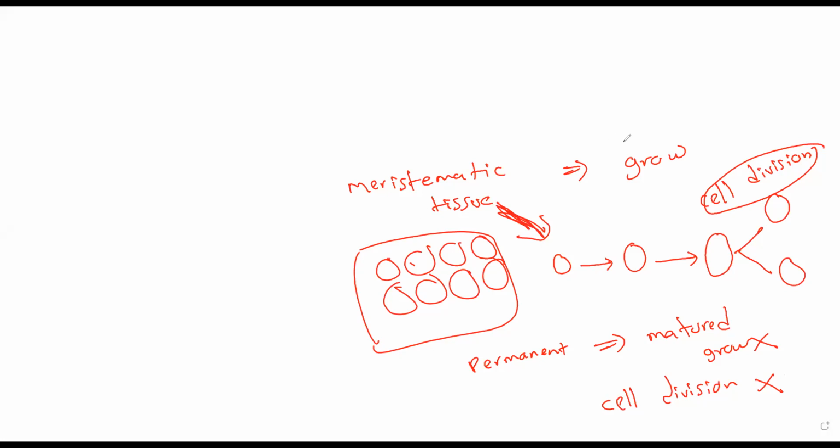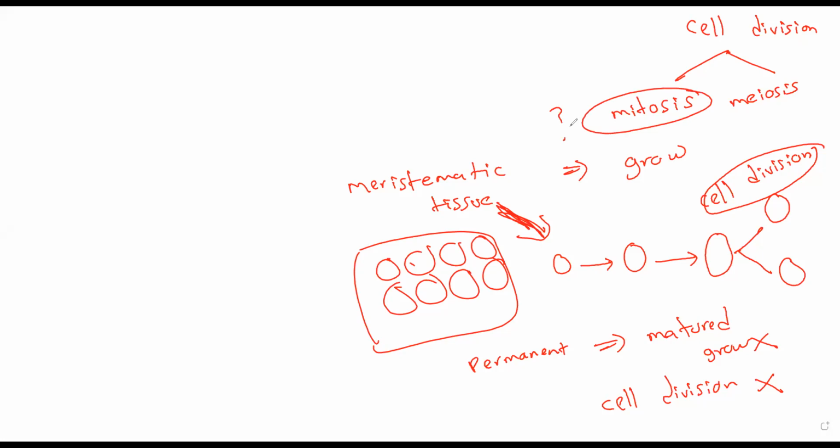Okay, now in cell division, there are two types of cell division, no children? You all have studied, no? Can someone tell me what are the types of cell division? What are the types of cell division? Mitosis and then, very good, meiosis. Mitosis and meiosis. So tell me, what is this mitosis, children? What do you all mean by mitosis?